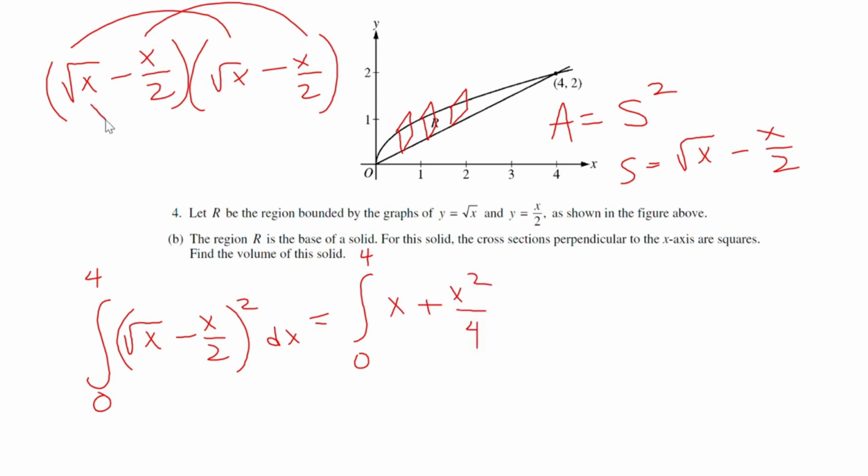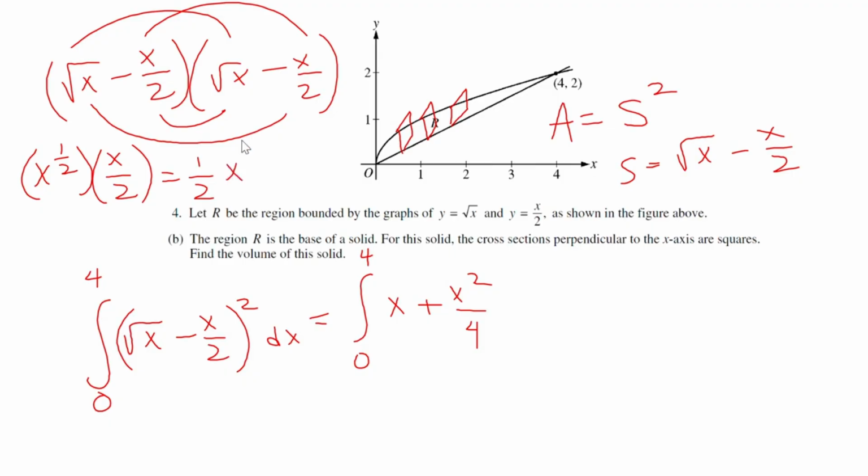And then we have 2 of these root x times minus x over 2's. Right? So that's x to the 1/2 times x over 2. Well, that's going to be 1/2 x to the 3/2. And I've got 2 of those, and they're both negative. So really, I'm going to have minus x to the 3/2.